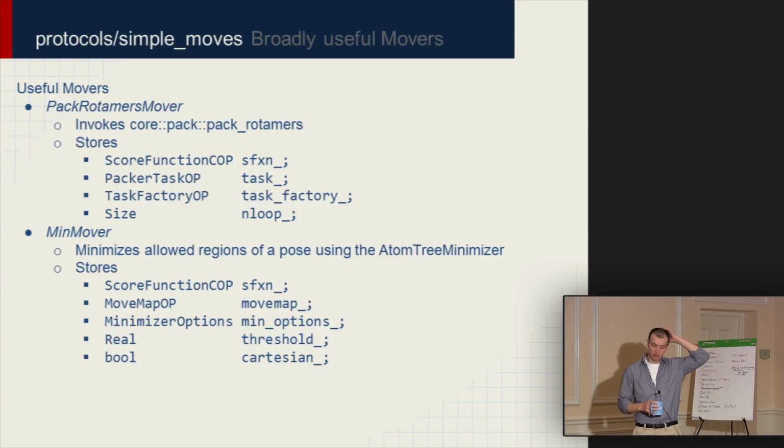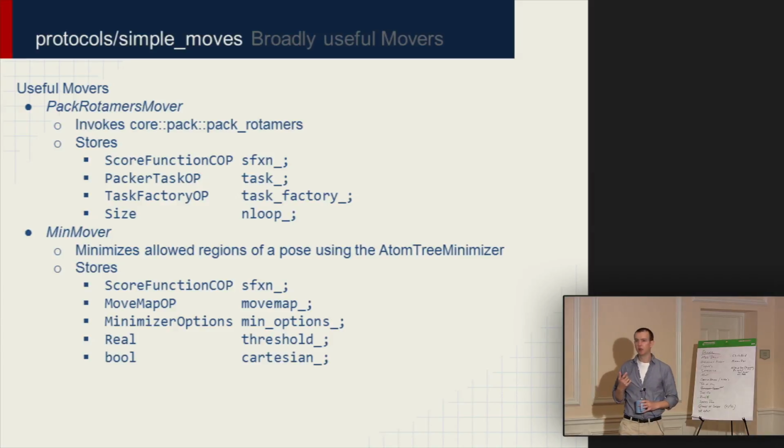Okay, so on the basis of this data, you could guess that the min mover is going to interact with a score function, just because you have to have a score function in order to minimize. And maybe it's going to perform Cartesian minimization if you set this Boolean to true, as opposed to using the atom tree minimizer. One other thing that you could notice is that the min mover and also the pack rotamers mover both hold constant owning pointers to a score function.